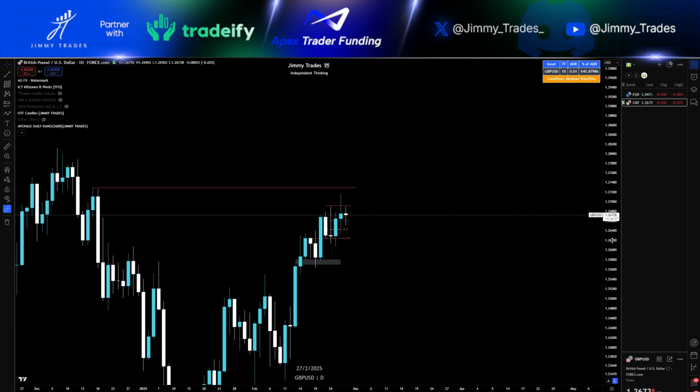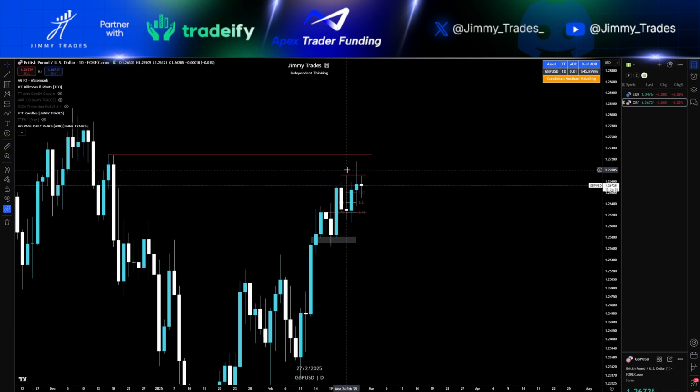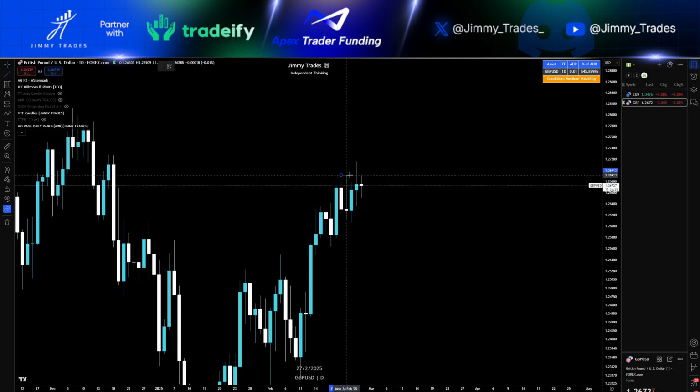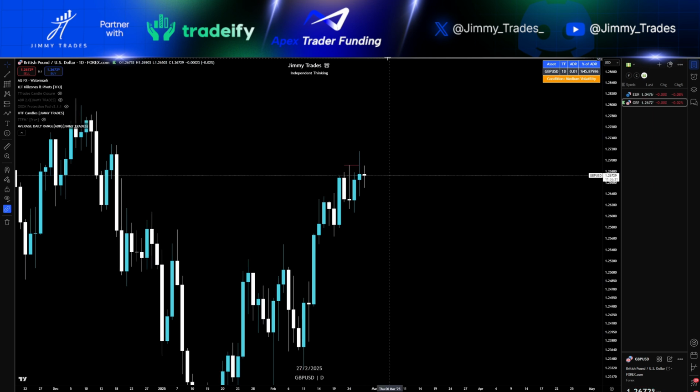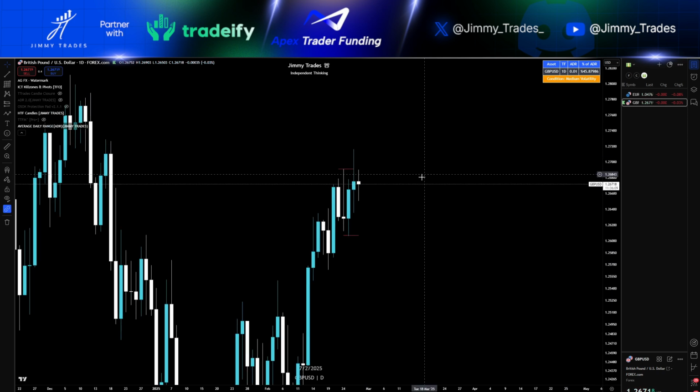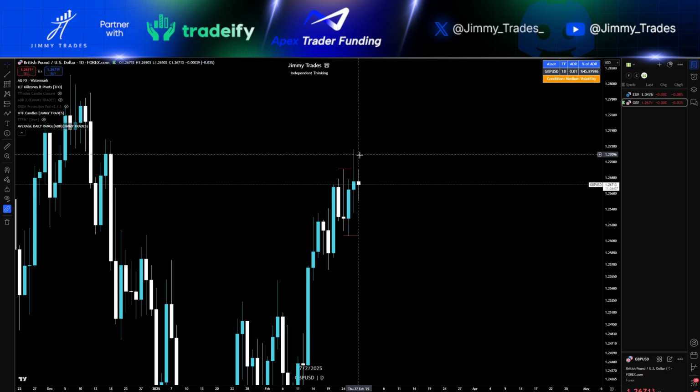GBP, sweep of the high. So we got that sweep we were looking for. Quite a reaction there too, closing back inside the range. This will be our next draw on liquidity. We're still inside the previous day's candle, so we've got an inside candle at the moment. It's pretty even, could go either way at the moment.